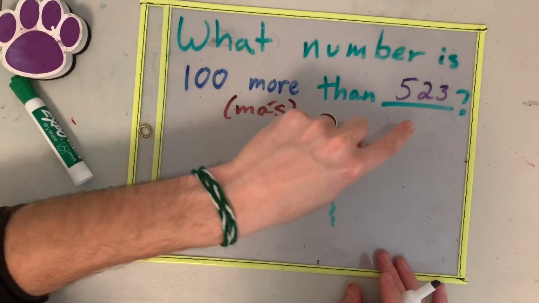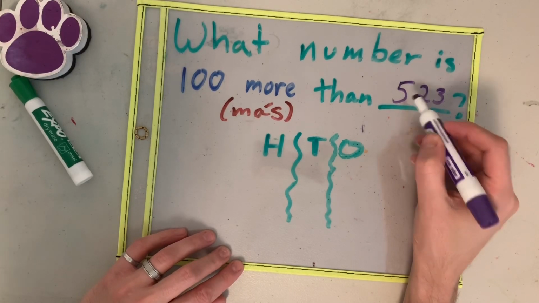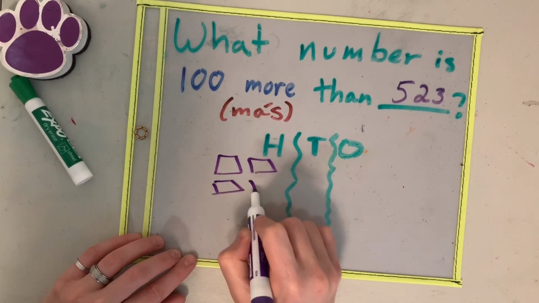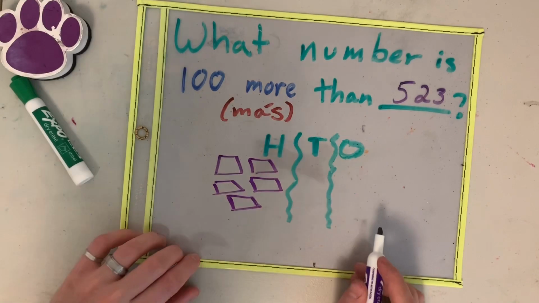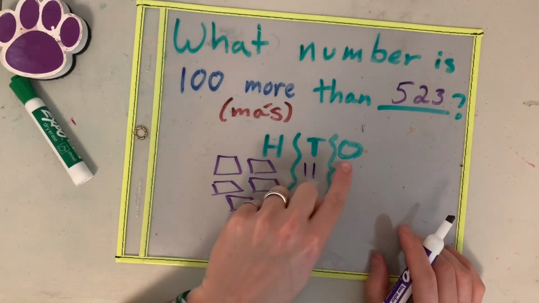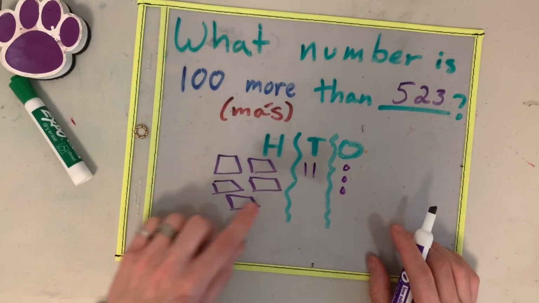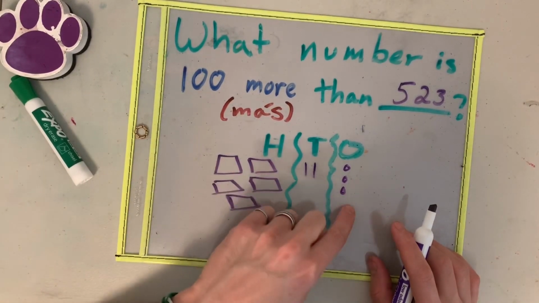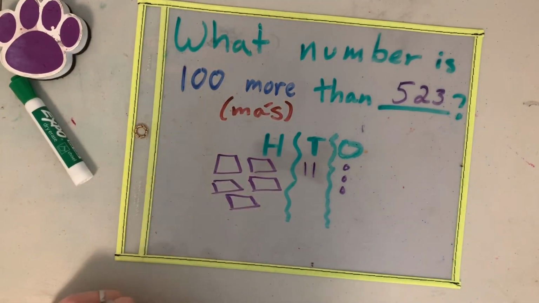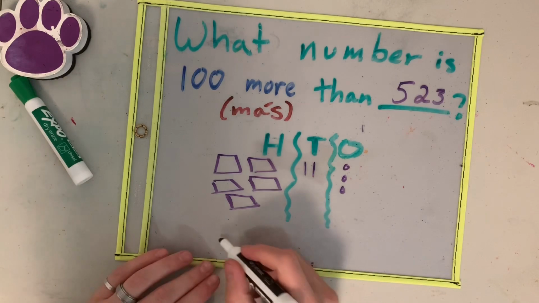The first thing I need to do, I need to draw the HTO, the hundreds, tens, and ones. I have 500, tengo 500. So I have 1, 2, 3, 4, and 5. And the tens, I have 2 tens. And the ones, I have 3 ones. 523. Centenas, decenas, y unidades. So when we talk about more, más, that means that we are adding. And we are adding, for example, this number sentence.